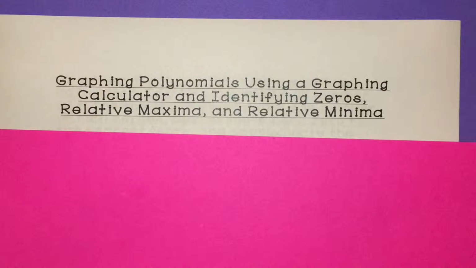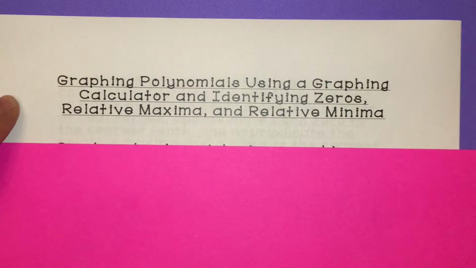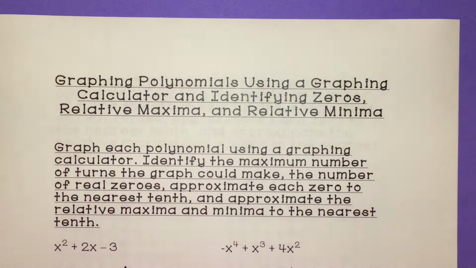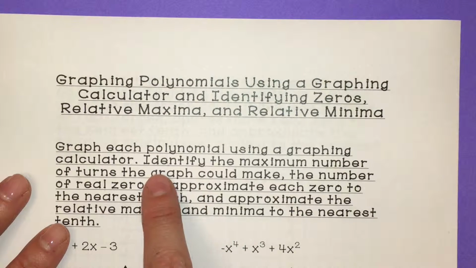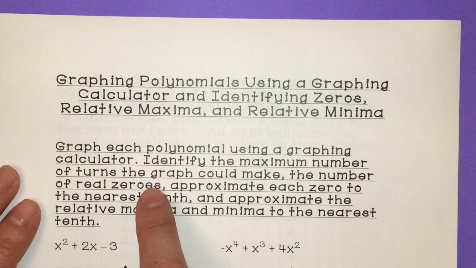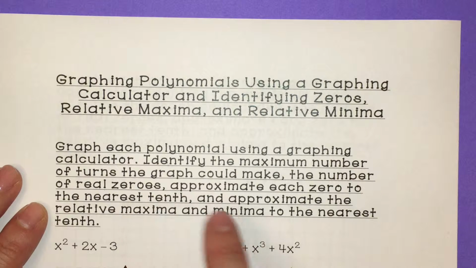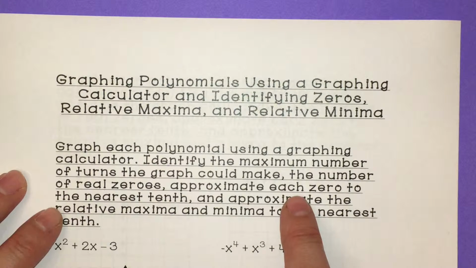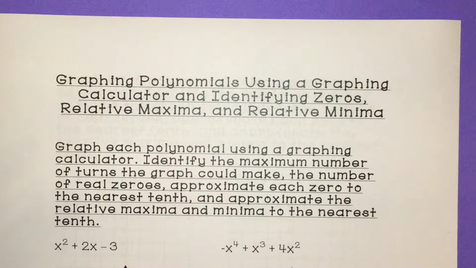We're going to be graphing polynomials using a graphing calculator and identifying zeros, relative maxima, and relative minima. So after we use the graphing calculator to graph, we're going to identify the maximum number of turns the graph could make, the number of real zeros, we're going to approximate each zero to the nearest tenth and approximate the relative maxima and minima to the nearest tenth.